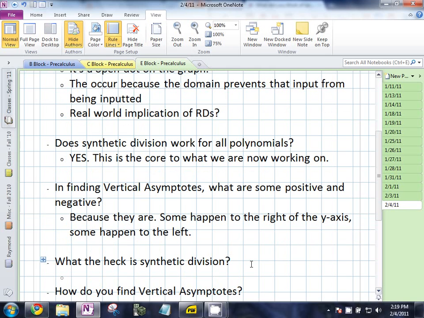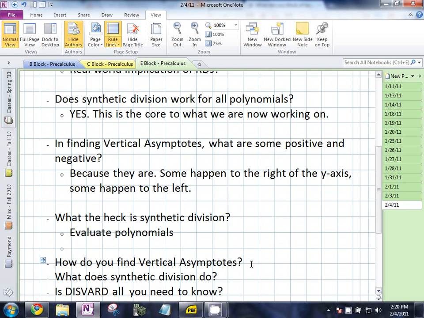It doesn't find the values of x, it finds the value of the function at a certain number. You're putting in x values, so it's not finding x values. What's it doing? It's evaluating polynomials. All synthetic division does, really, is evaluate polynomials. That's it. Polynomials. We're going to do a specific one.